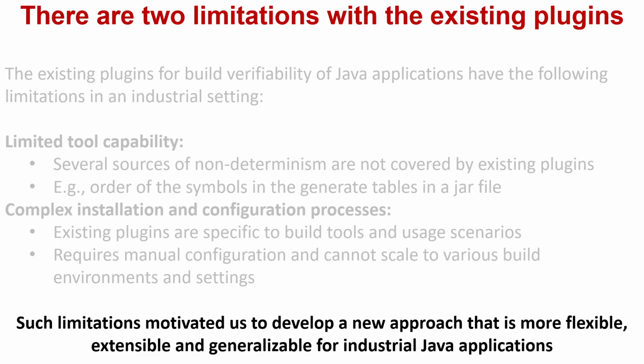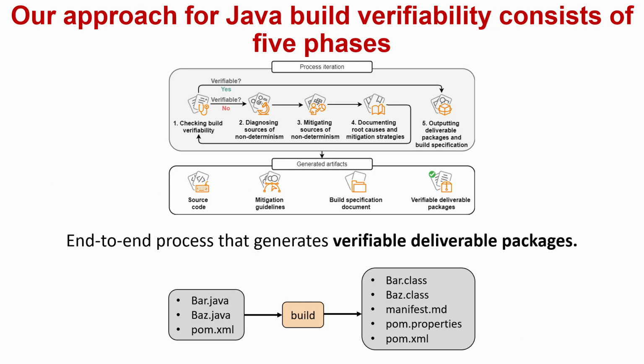With these challenges in mind, we have developed a new approach that is more flexible, extensible, and generalizable than the existing plugins for build verifiability of Java-based systems. In the following, we describe our approach. Our approach to achieve verifiable builds of Java-based systems comprises 5 phases. Our end-to-end process iterates until all sources of non-determinism are diagnosed, identified, mitigated, and documented. We will first illustrate our approach with a running example.